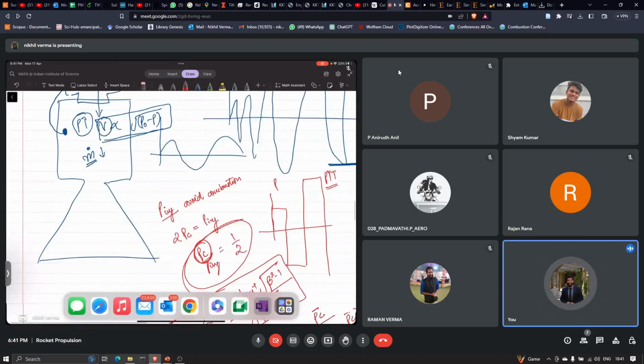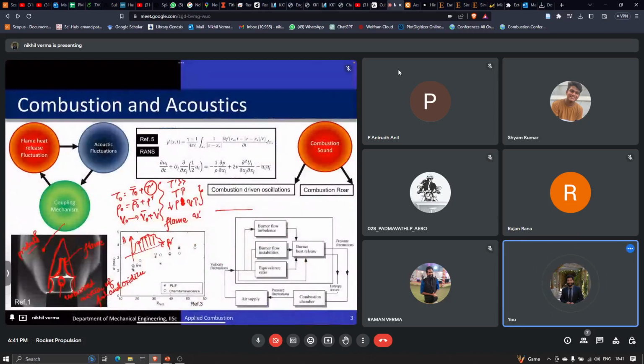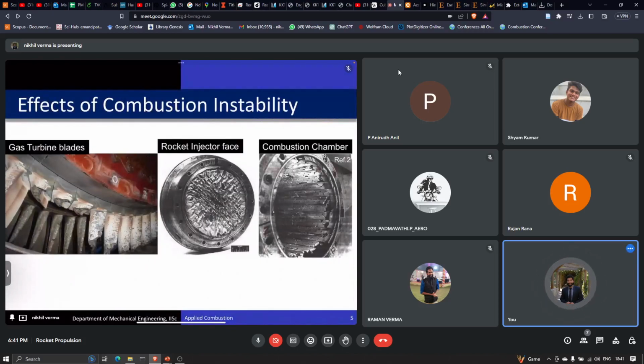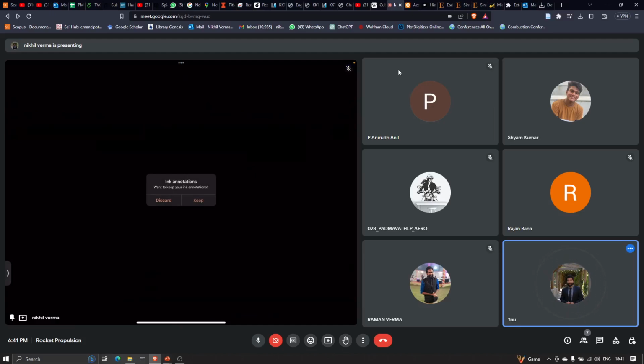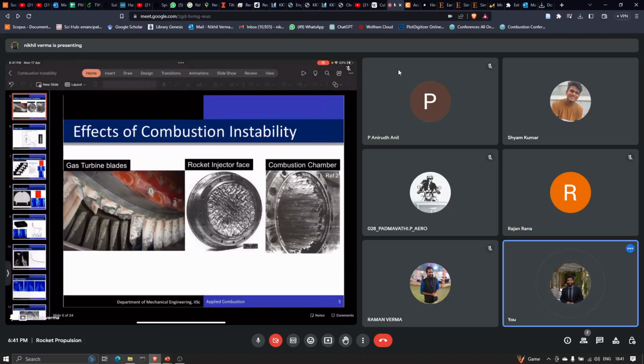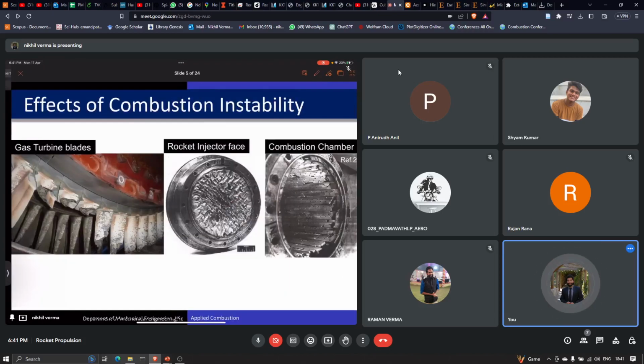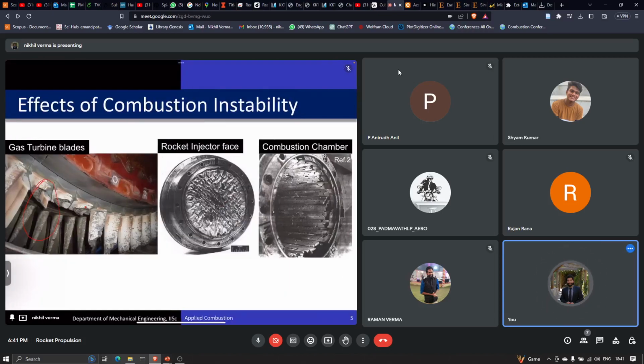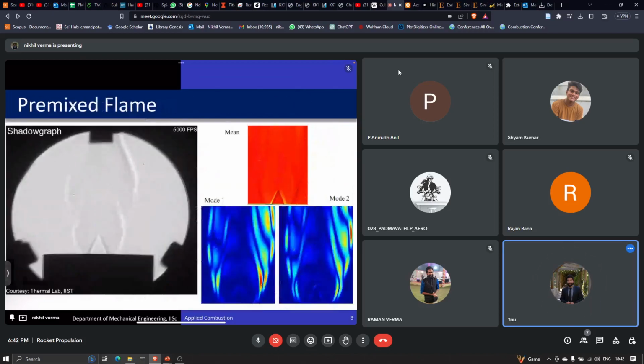Maybe I'll show you some images of what combustion instability can do in a liquid rocket. So this is in a gas turbine, where you can see the gas turbine blades have been destroyed. And this is the injector plate. You can see the injector plate has been melted in this case, and the thrust chamber is also destroyed. Okay, this you can ignore.